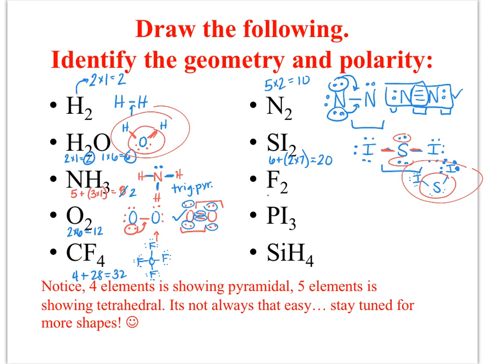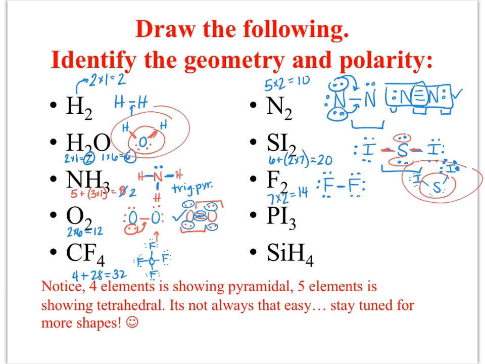Fluorine, 7 valence electrons and 2 of them. I need to have 14. Fluorine, single bond. Well, now I need to draw in 12 more. 1, 2, 3, 4, 5, 6, completed octet. 1, 2, 3, 4, 5, 6, completed the octet. Nice and simple single bond.